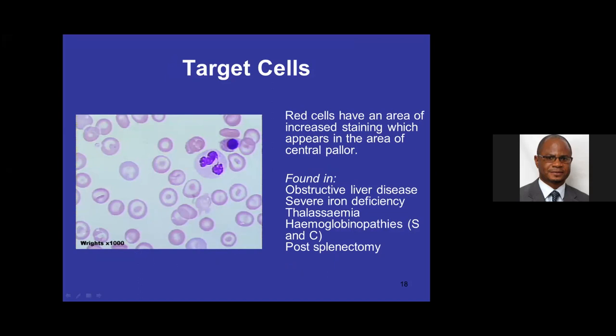The red cell has an area of increased staining which appears in the area of the central pillar. So the increased staining is in the middle there. Found in obstructive liver disease, severe iron deficiency, thalassemia, hemoglobinopathies, hemoglobinopathy, that is sickle cell disease, SNC, and post-splenectomy.